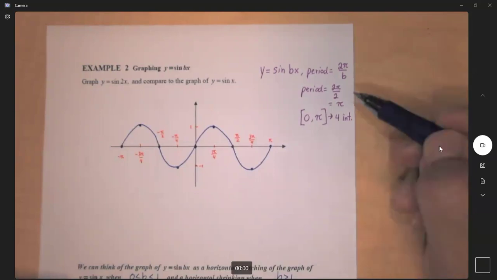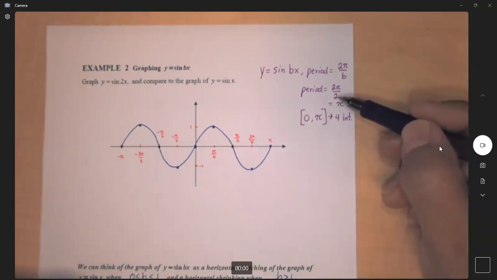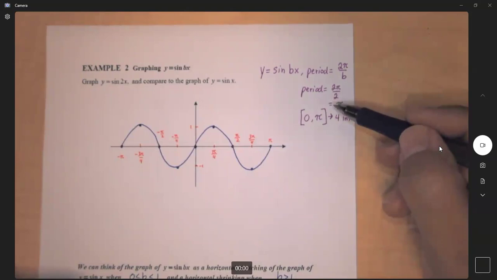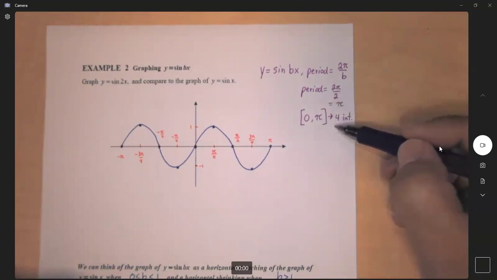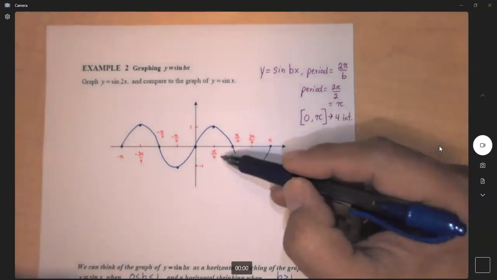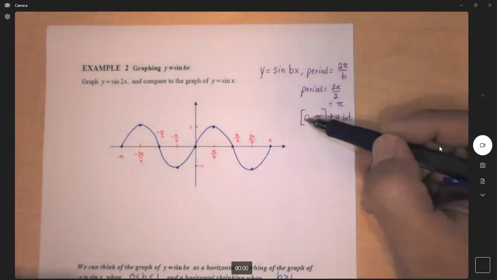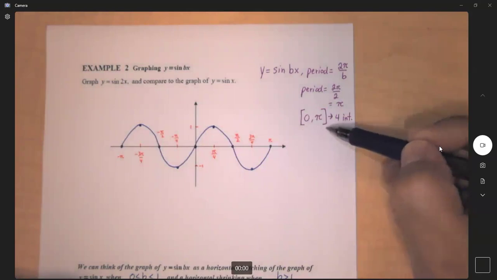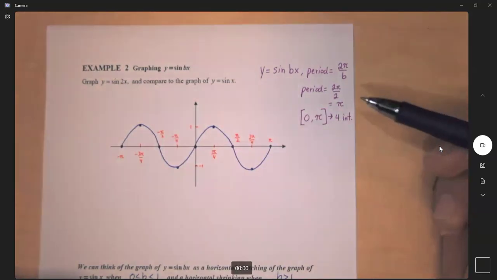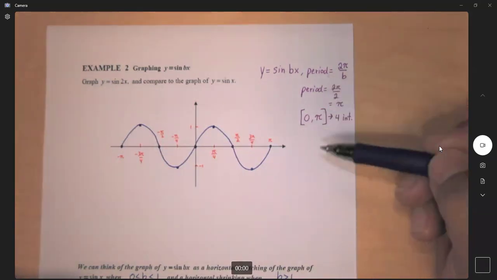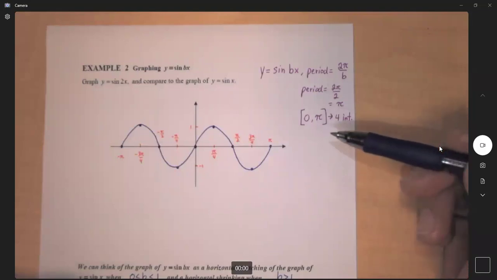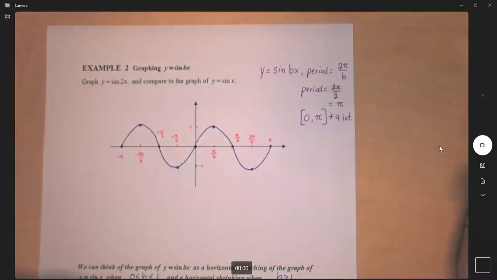So the key is finding the new period, and then getting that broken up into 4 intervals of equal length, right? So between 0 and pi, that whole interval has a distance of pi. So divide that by 4. That means each one would be pi fourths, and then you figure out the corresponding values.